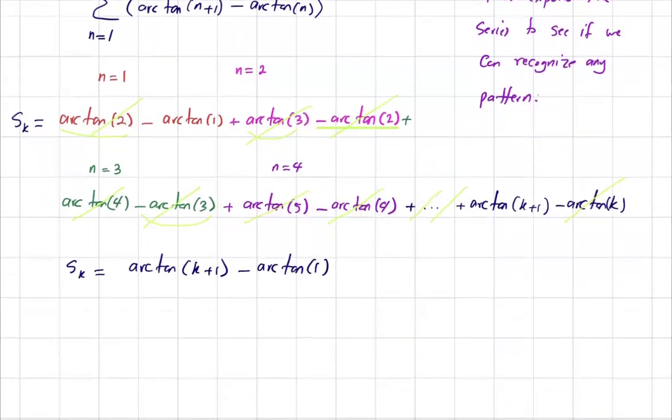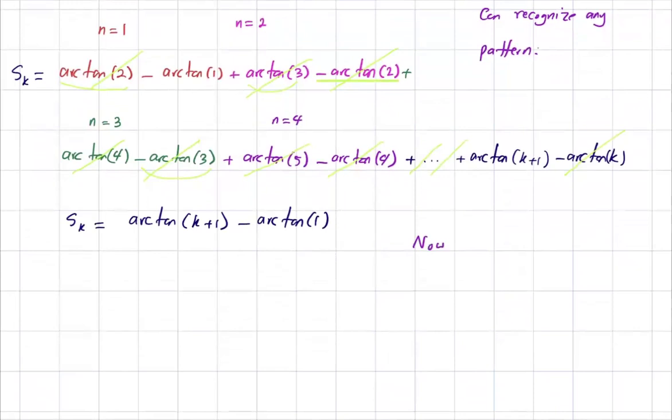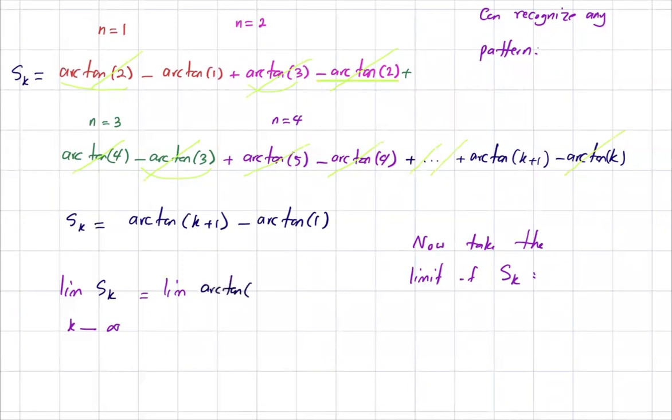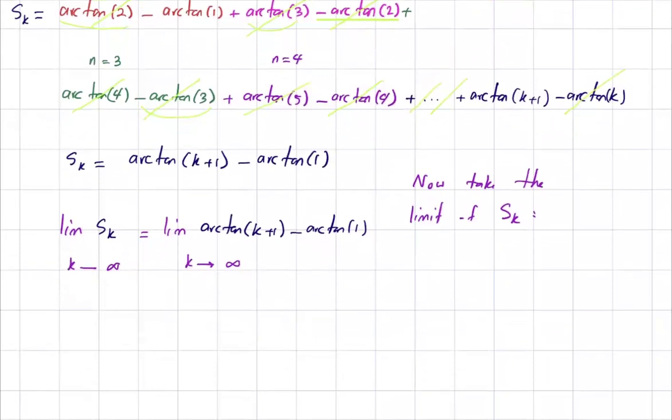Now take the limit of the partial sum to see where it goes. Here you have the limit of S sub k as k goes to infinity, which is the limit of arctangent of k plus 1 minus arctangent of 1 as k goes to infinity. But remember the behavior of arctangent. Now we are going back to pre-calculus, right?